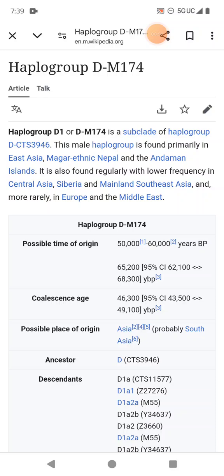So this is an overview of the haplogroup. So you have a lot of these groupings of people dealing with East Asia, Nepal, Andaman Island region. You got some groups in Central Asia, Siberia, mainland Southeast Asia, some parts of Europe, some parts of Middle East. A lot of those places, Middle East, low percentage. Europe, definitely low percentage. But Siberia and other Asian places, Nepal, those islands near India and Myanmar, yeah, those are from moderate to higher percentages of these groups of people.